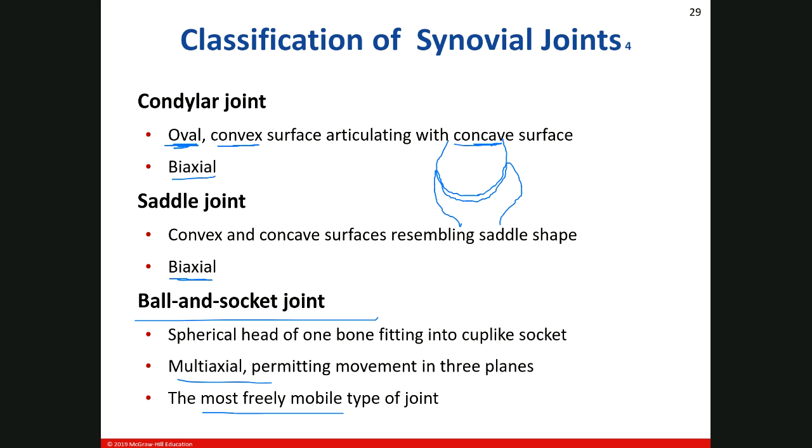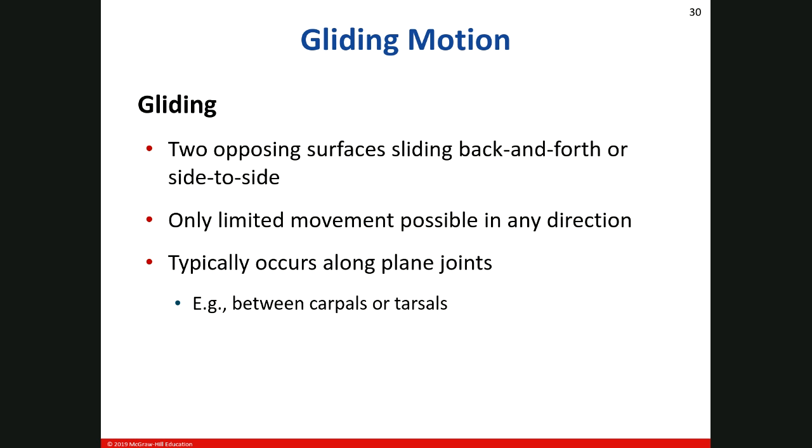All right, so when we're talking about the two types of motion, all right, the gliding motion I mentioned before, you have two surfaces that are going to slide either back and forth or side to side. Okay, so you're very limited in this.